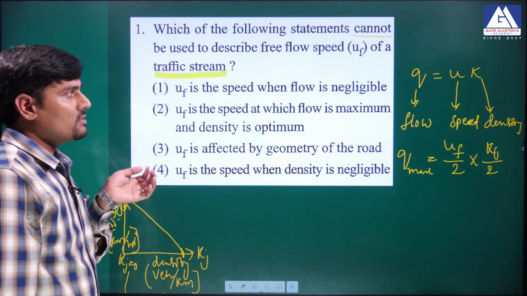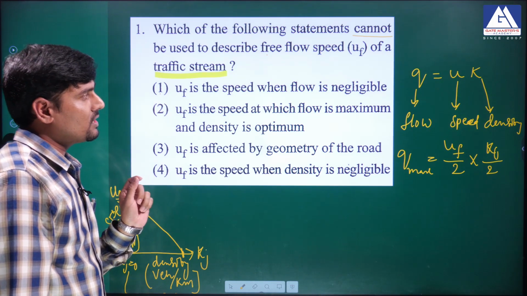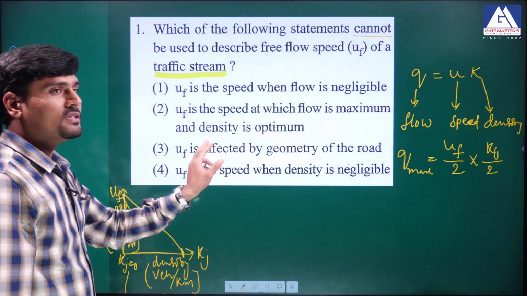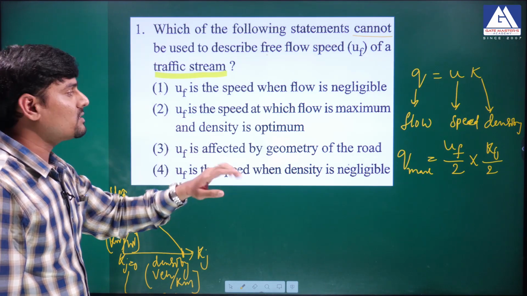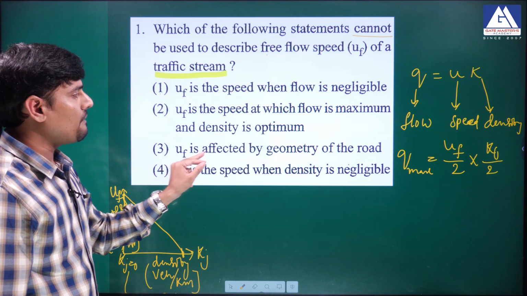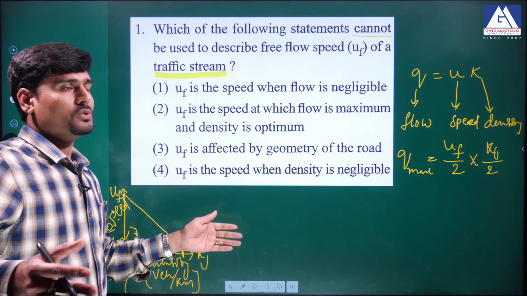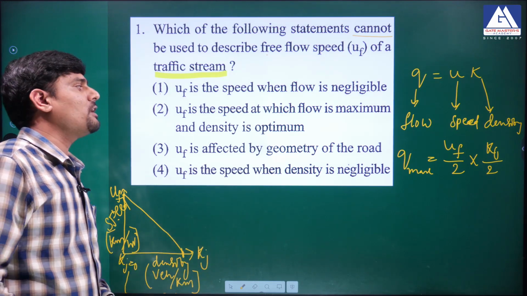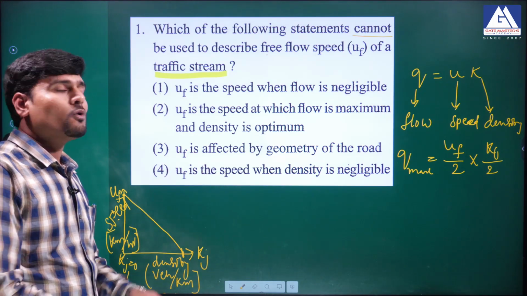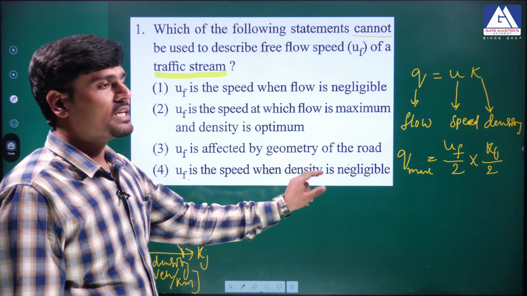UF can be something like, when the flow is the number of vehicles passing the section, and density is the number of vehicles present in a section, so that can be optimum. This is possible. And UF is affected by the geometry of the road. Yes, if the width of the road is so high, the vehicles can freely flow on the section. And UF is the speed when the density is negligible.